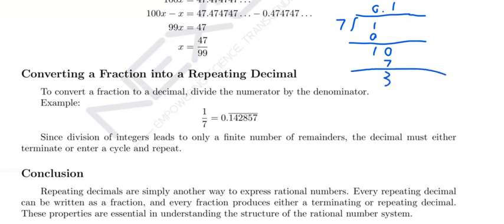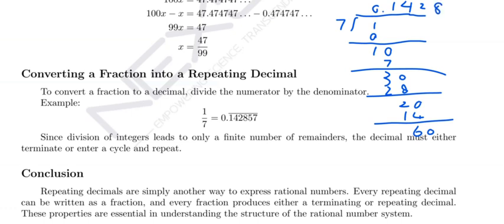Bring down a 0 to make 30. 30 divided by 7 gives a digit of 4. The remainder is 2. Bring down a 0 to make 20. 20 divided by 7 gives a digit of 2. The remainder is 6. Bring down a 0 to make 60. 60 divided by 7 gives a digit of 8.